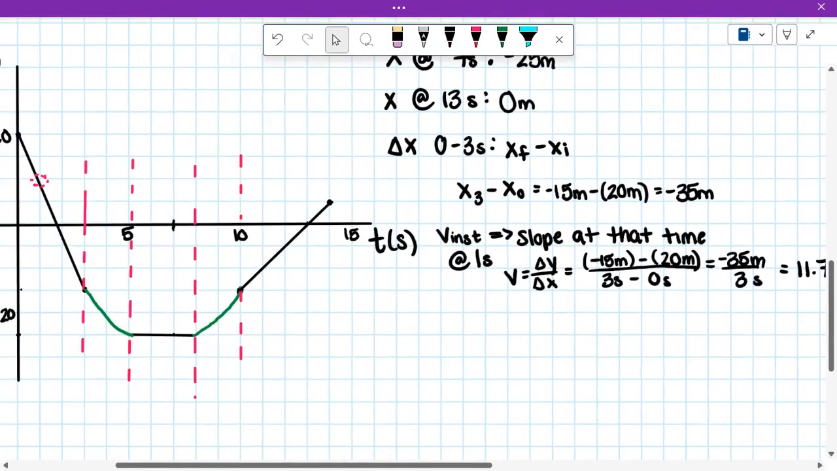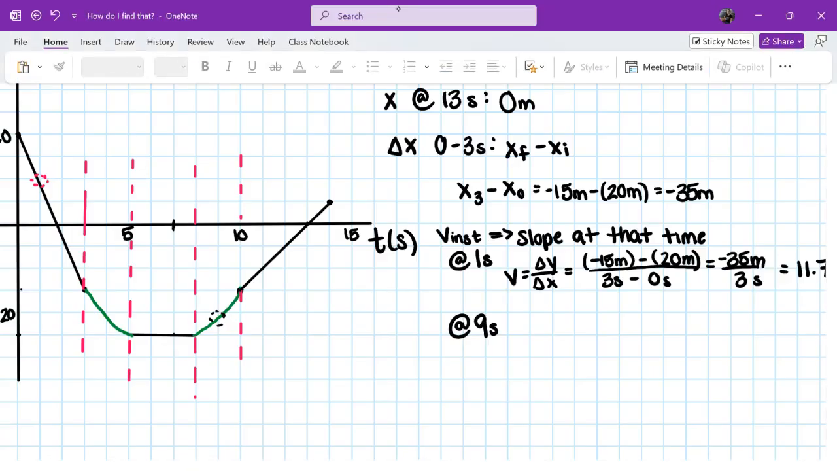Let's say I wanted to find the instantaneous velocity at 9 seconds. 9 seconds is right here. So that's going to complicate things a little bit because that is on a curve. Okay?